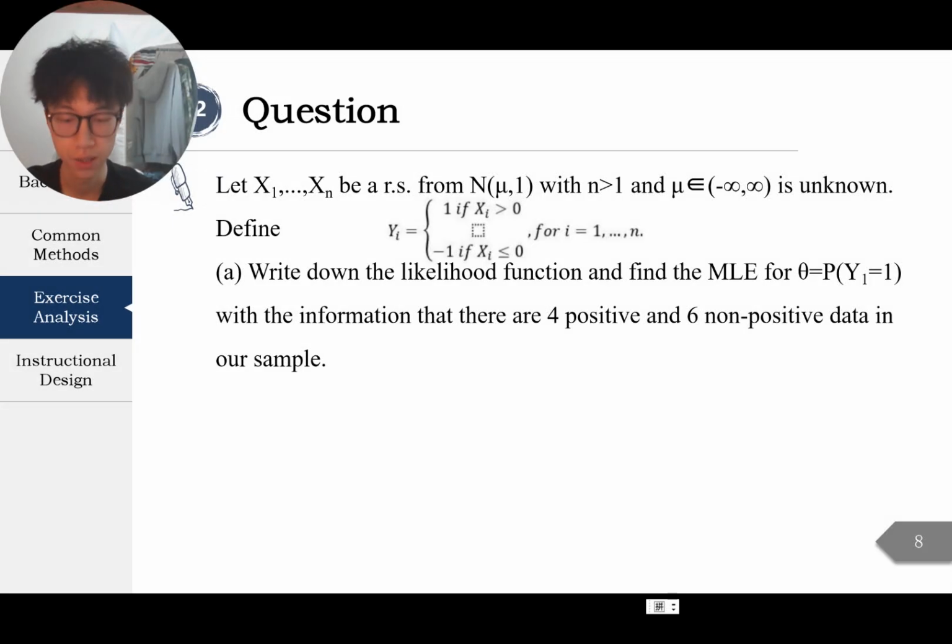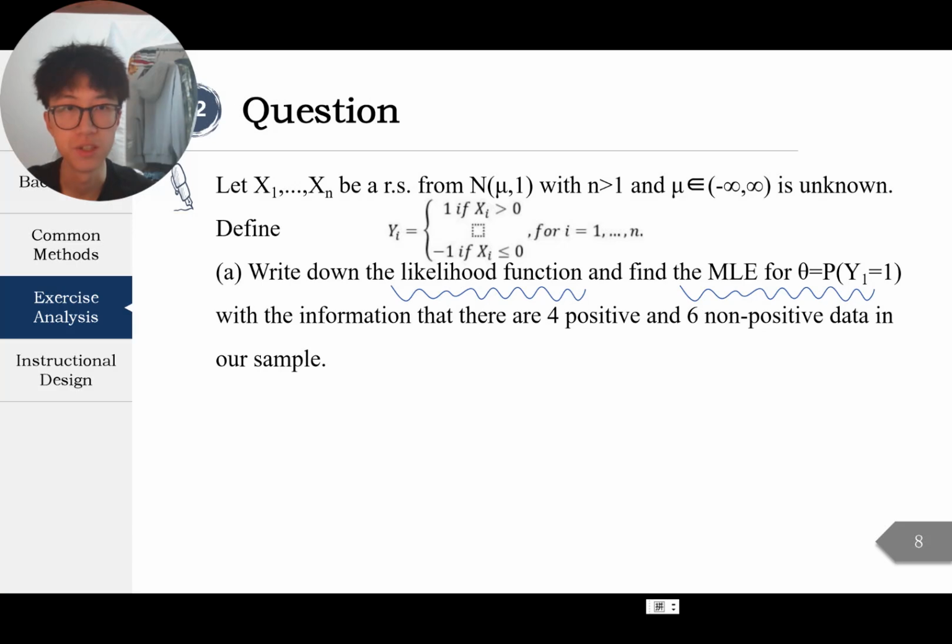Then let's look at the second problem. In this problem, we have a random sample xi, which obeys a normal distribution with an unknown population mean mu, and a random variable yi that depends on the value of xi. We know these two conditions. And we need to find the likelihood function and the MLE for the parameter theta.